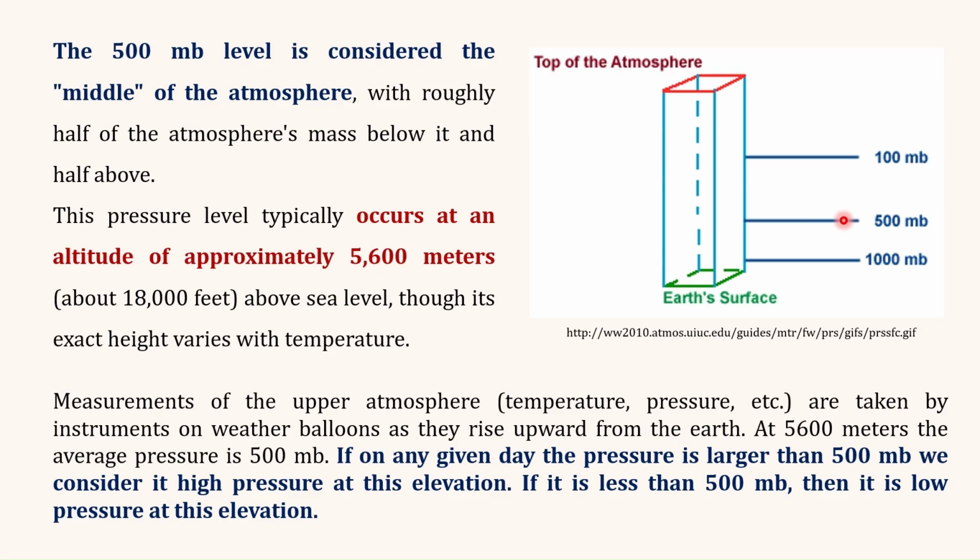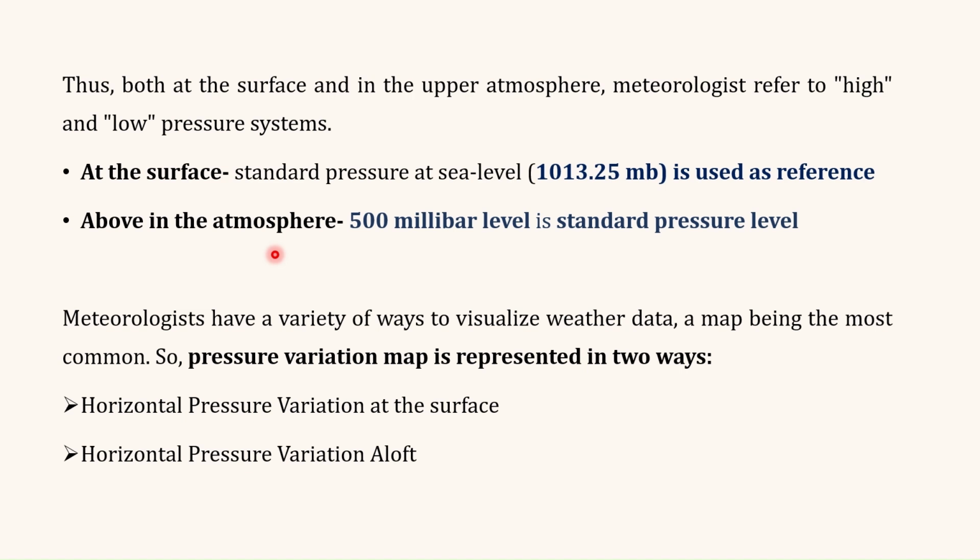So, if on any given day the pressure is larger than 500 millibar, we consider it as high pressure at the altitude of 5600 meter, and if it is less than 500 millibar, then it is low pressure at this elevation. So in meteorology, the high pressure and low pressure is used both at the surface and in the upper atmosphere.